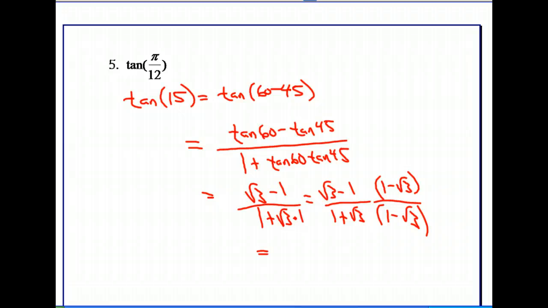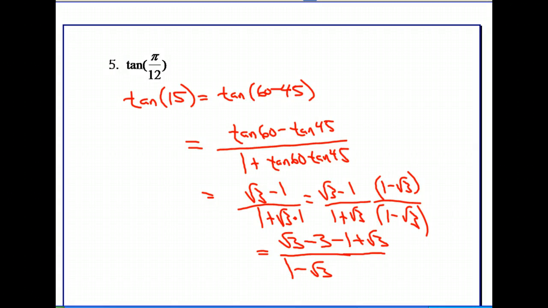FOIL out on the top. I have this in a funny order, but we can live with it. First gives me square root of 3. Outside, root 3 and 3 is 3. Inside is minus 1. And last is plus square root of 3. On the bottom, first is 1. Outside is minus root 3. Inside is plus root 3. And last is minus 3.